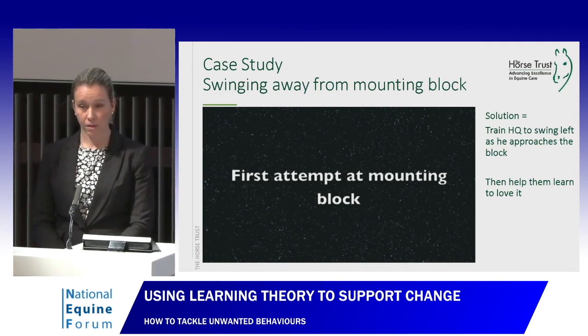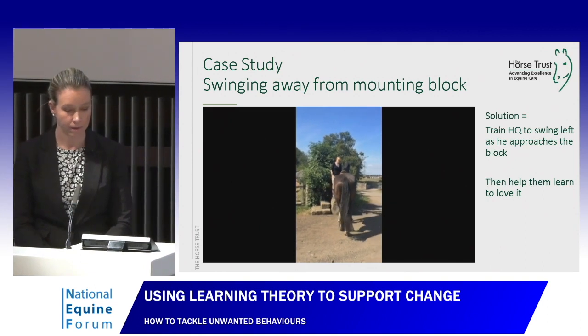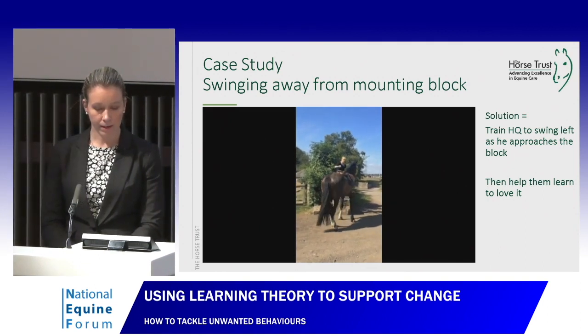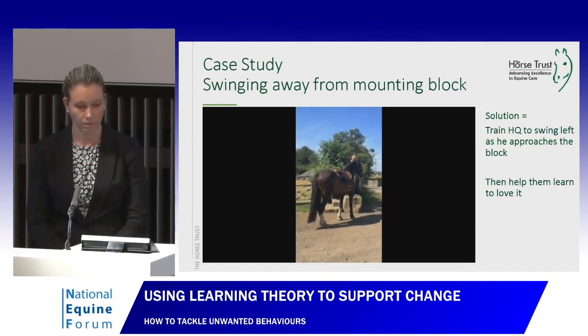Now we want to practice it at the mounting block. So I walk him up at 90 degrees so he's not practicing swinging away. Lift the stick up, little tap. He makes any effort and I release that pressure. I go, yes, that was the right answer.